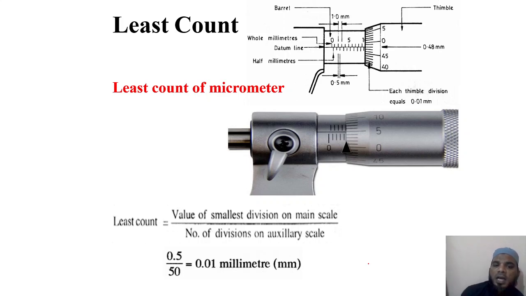Similarly, least count is equal to the value of the smallest division on the main scale divided by the number of divisions on the auxiliary scale. The value of the smallest division on the main scale is 0.5, divided by the number of divisions on this auxiliary scale. It starts from 0, goes to 45, and when you come back to this point, it is 50. Then 46, 47, 48, 49, and 0 is again 50. So 0.5 divided by 50 is nothing but 0.01 mm.